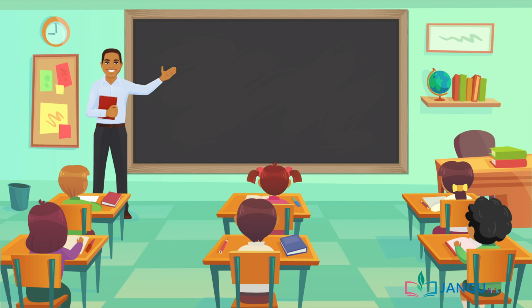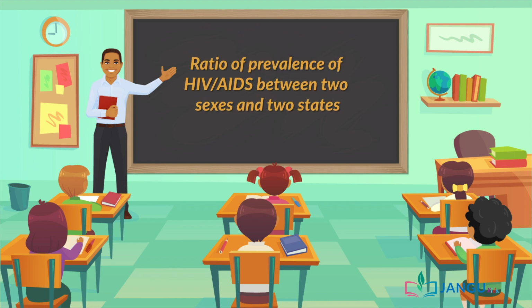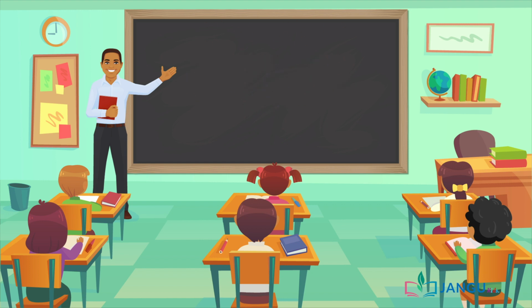Today, we will be learning about the ratio of HIV AIDS prevalence between the two sexes and two states. And at the end of this lesson, you should be able to express two populations in a given ratio.